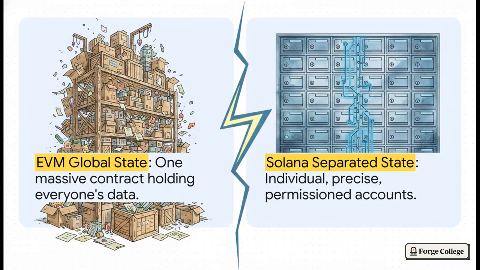So we are officially moving away from the giant, messy warehouse of Ethereum's global state. Think about it. When you deploy an ERC-20 token on the EVM, you're deploying one massive smart contract that holds a giant mapping of literally everyone's balance. It's kind of like stuffing an entire city's cash into one giant, chaotic warehouse. But on Solana's separated state model, every user and token mint gets their own highly secure, custom-sized safety deposit box. The program, your actual smart contract logic, is entirely separate from the data.